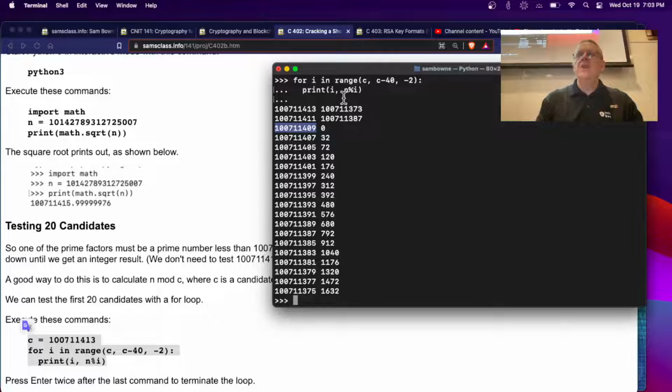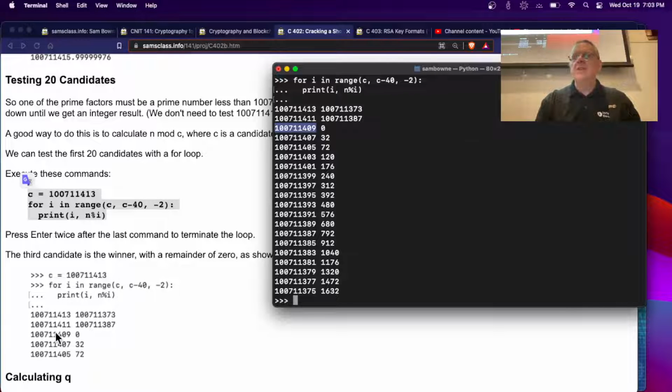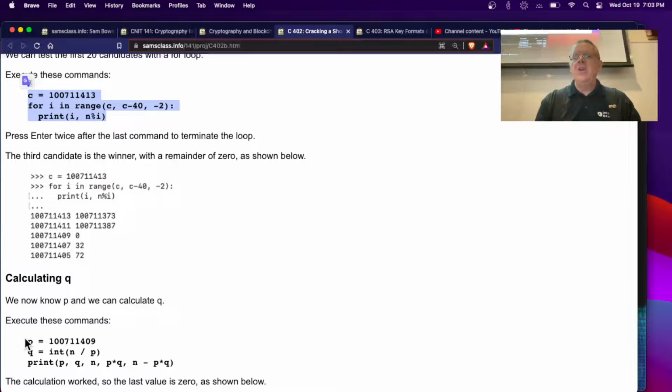And one extreme case is companion primes. There are primes that are only 2 apart, like 5 and 7 are both prime. And 11 and 13 are both prime. And that happens all the way up. You can find companion primes that are only different by 2. Now this looks like they're different by a little more than that, but not much more. So the third candidate is the winner. That number ending in 9 is P, so we can calculate Q. We know P, so Q is just N over P.